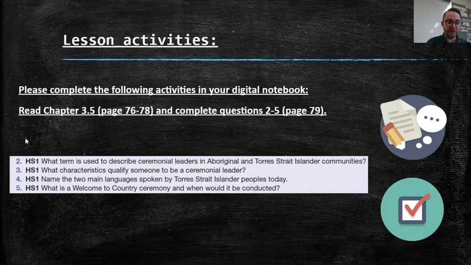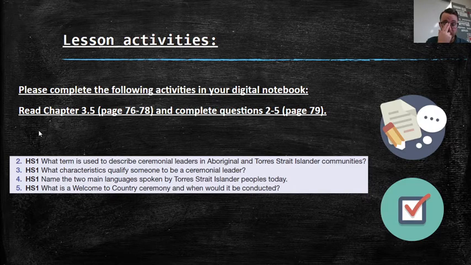Question 3 is kind of connected. Those leaders that we talked about, what do I have to do to be considered a leader? So what characteristics do I have to qualify as a ceremonial leader in Aboriginal and Torres Strait Islander communities? Do I have to be this tall? Do I have to be brave? Do I have to be able to speak 10 different languages? Something like that. So what are the characteristics? What makes someone a leader of Aboriginal and Torres Strait Islander communities?